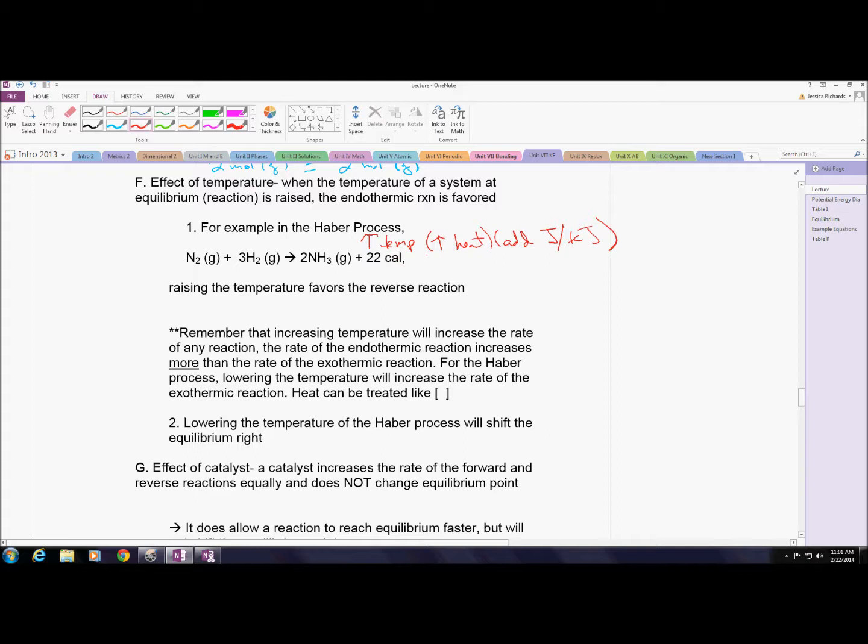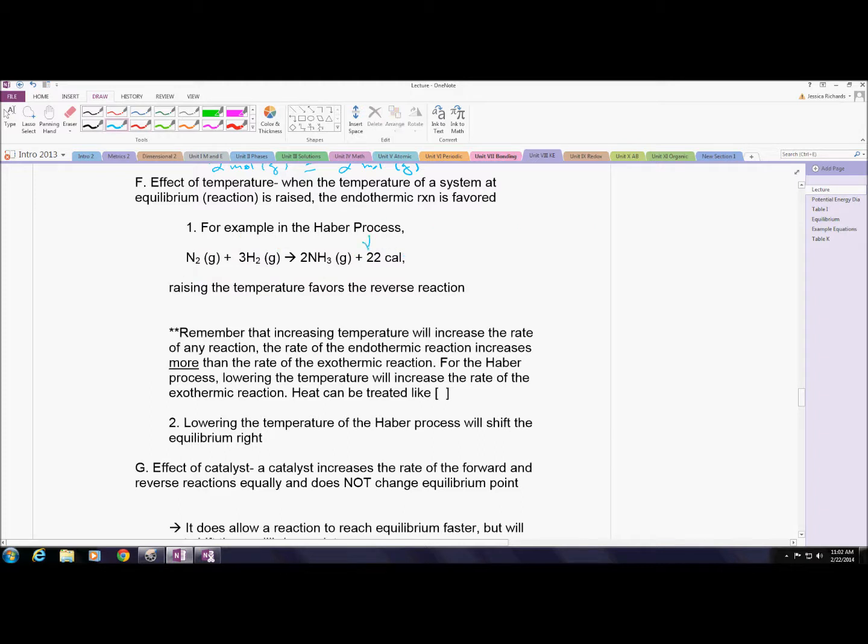If I've increased the heat, I'm going to shift away from the increase, which means it would shift, in this case, to the left. And that means I would make more of the nitrogen and more of the hydrogen, and there would be less of the ammonia. So we say that increasing the temperature favors the reverse reaction in this case.